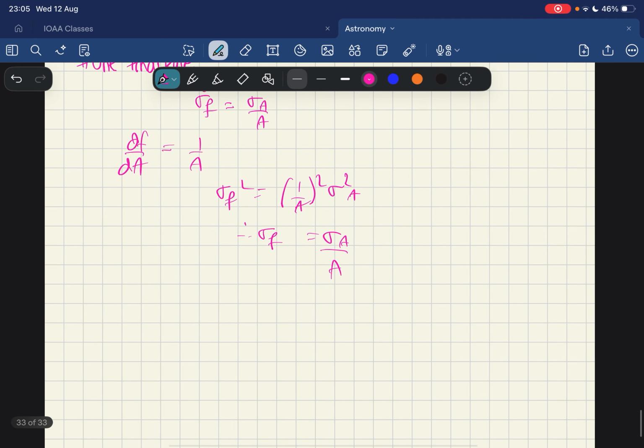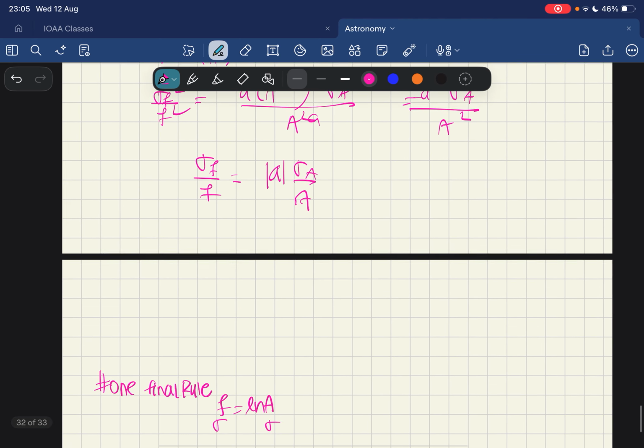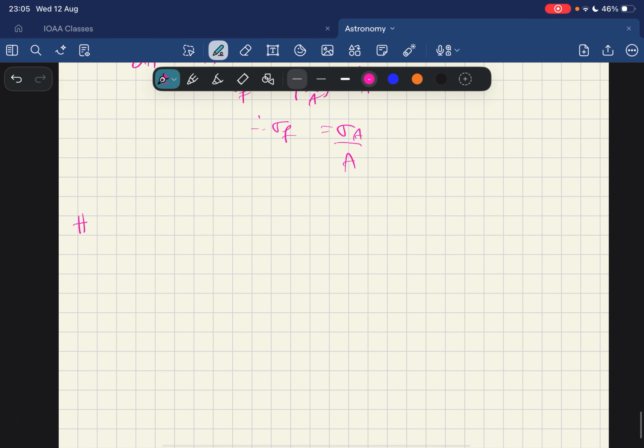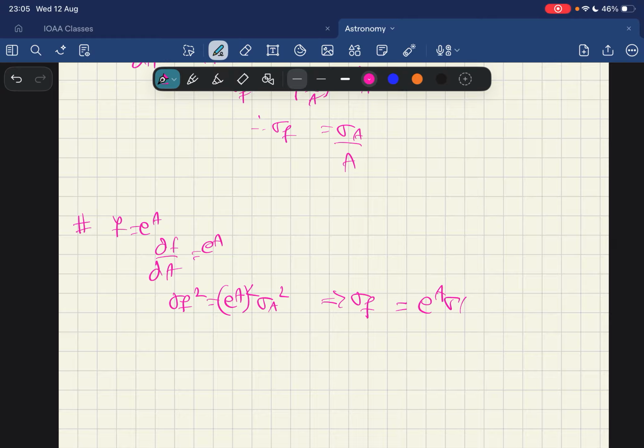We will go for the exponential as well. Not much needed, but it might be needed, who knows. So the derivative is again the same thing. So del f squared equals e power a squared and del a squared. Therefore sigma f equals e power a sigma a, which is equal to f sigma a itself. Easy.